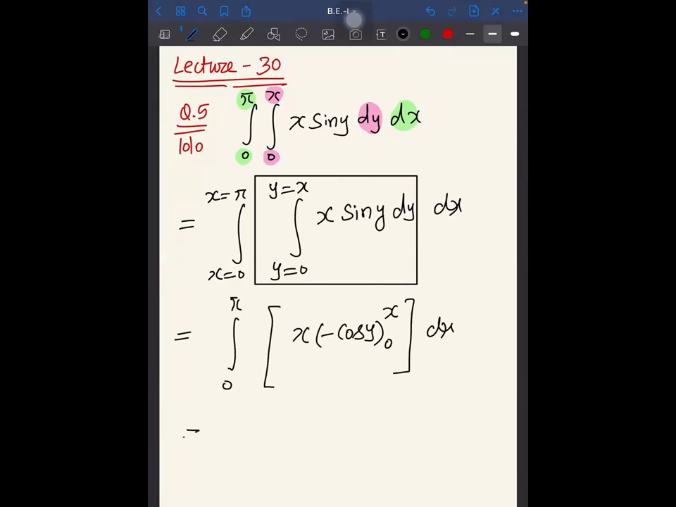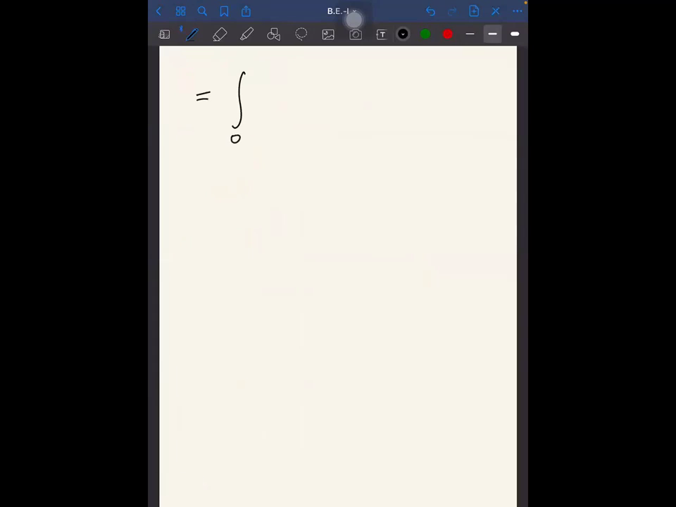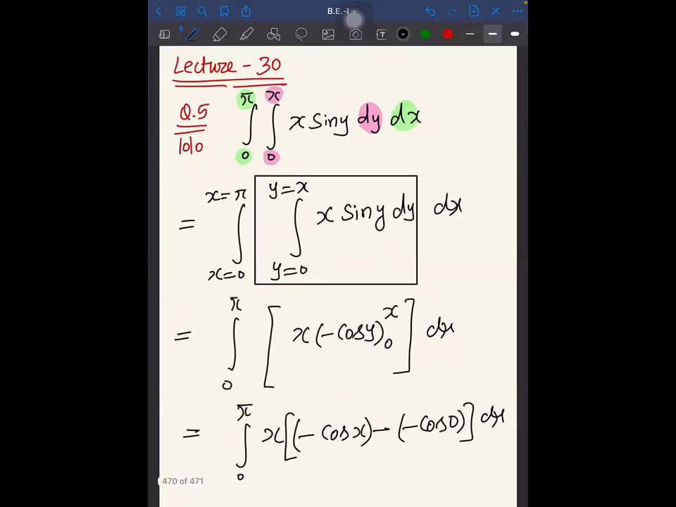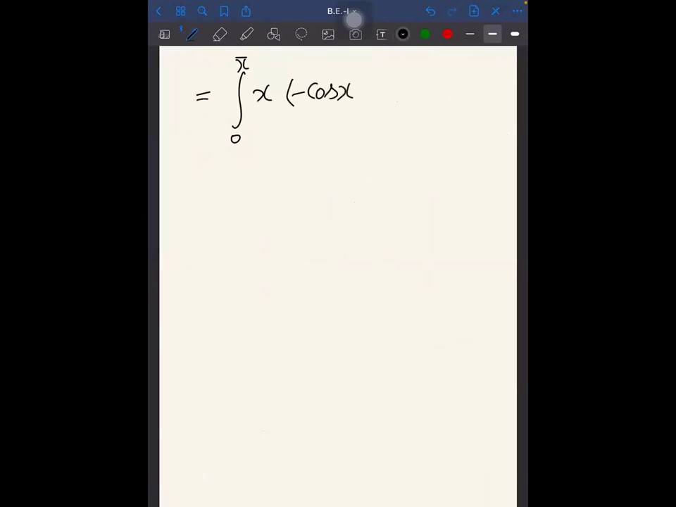And then dx. If you put x over there, that is minus cos x minus cos 0, dx. So this becomes 0 to pi, x minus cos x, and that is minus minus plus 1. Is it fine? So that becomes x minus x cos x dx.